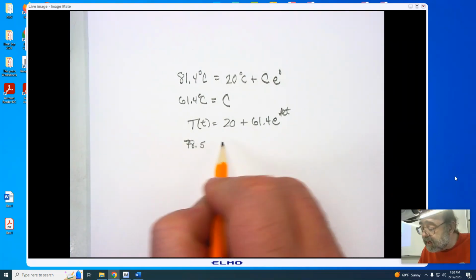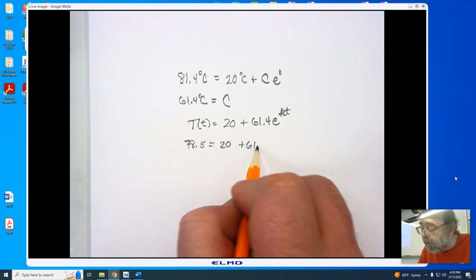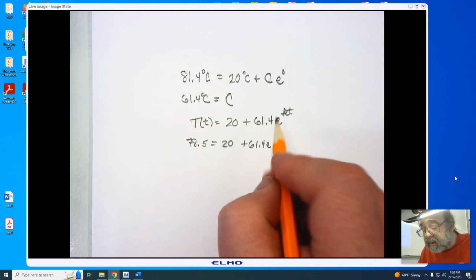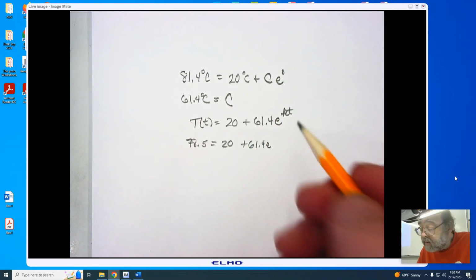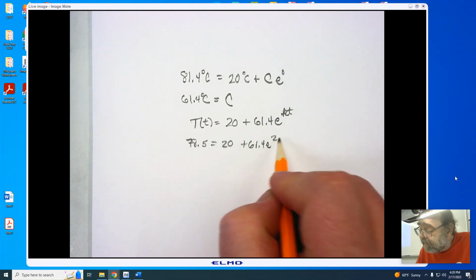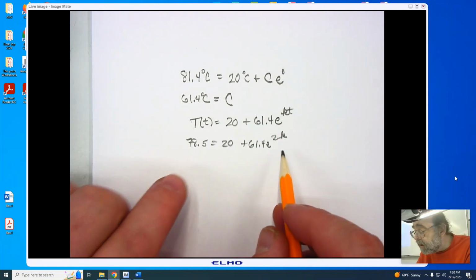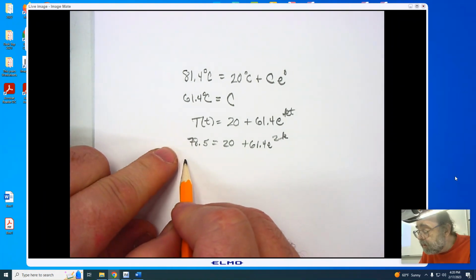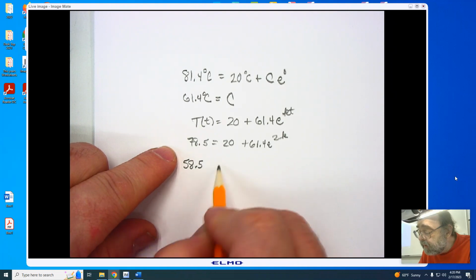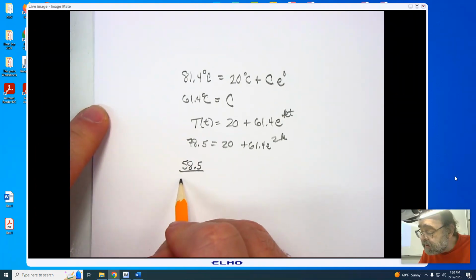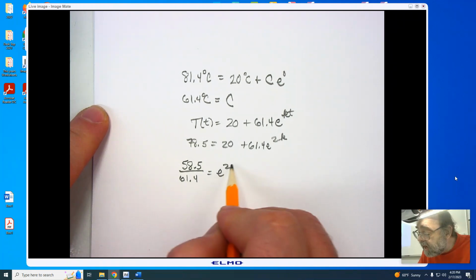We're then going to put in the 78.5 degrees Celsius has to be 20 plus 61.4 e to the k times, now remember this was 2 minutes past, and therefore we have 2k. We're now going to solve for k. I'm going to subtract 20, so I have that 58.5. I'm going to divide by 61.4, leaving me with the e to the 2k.